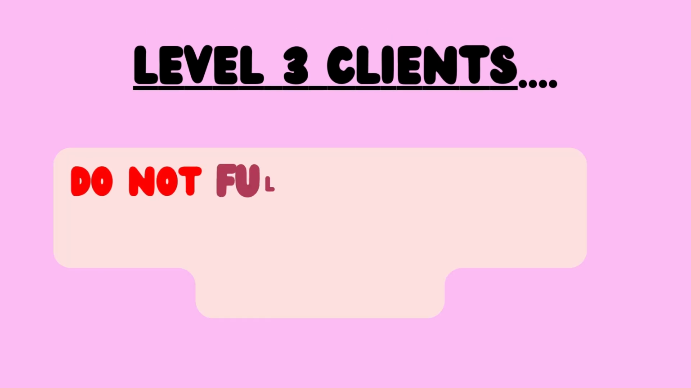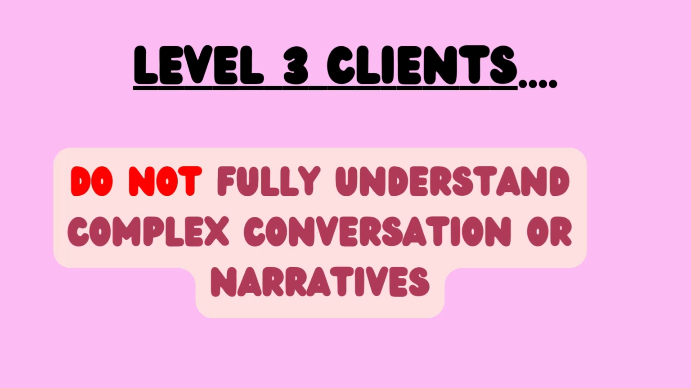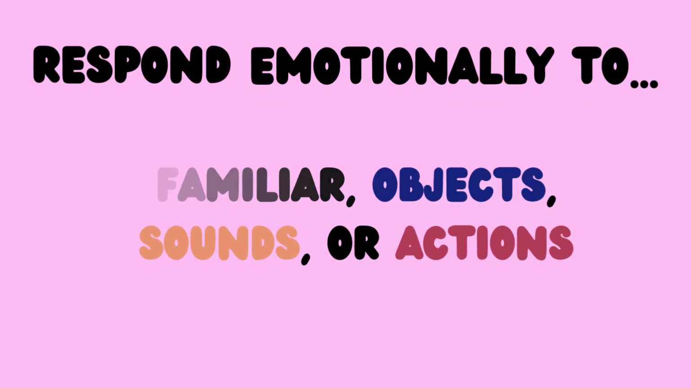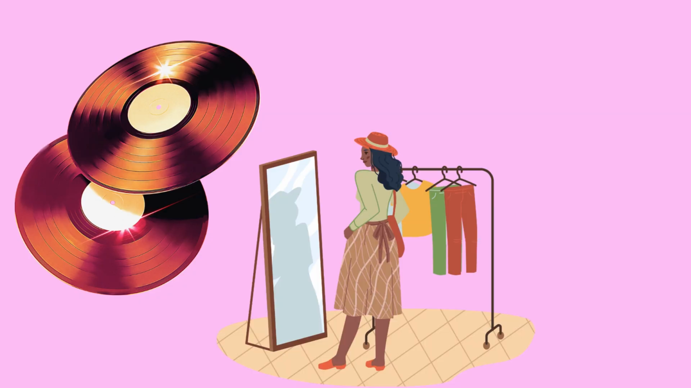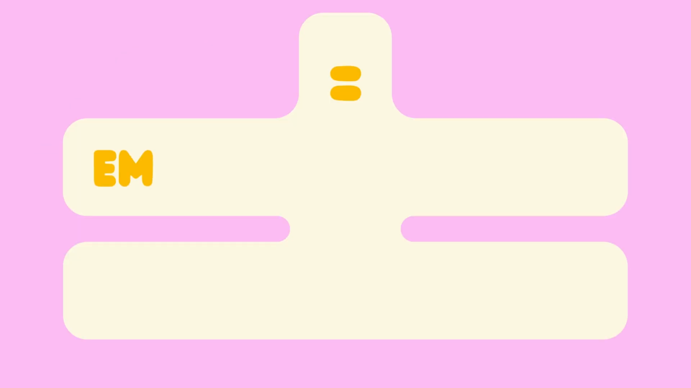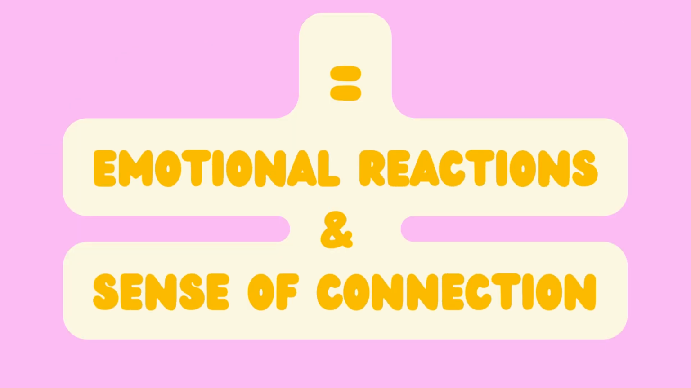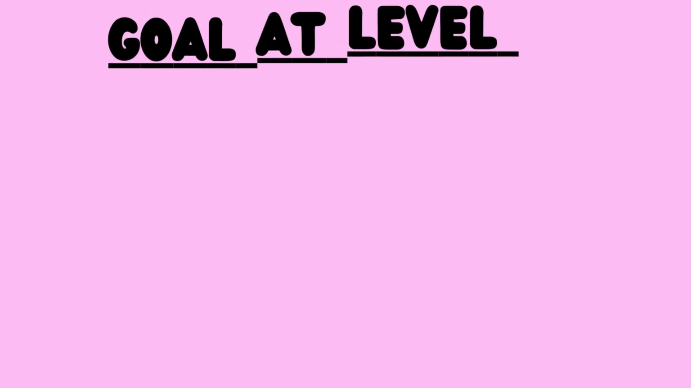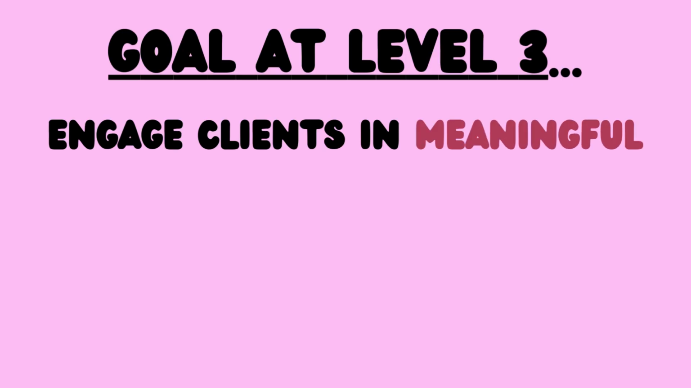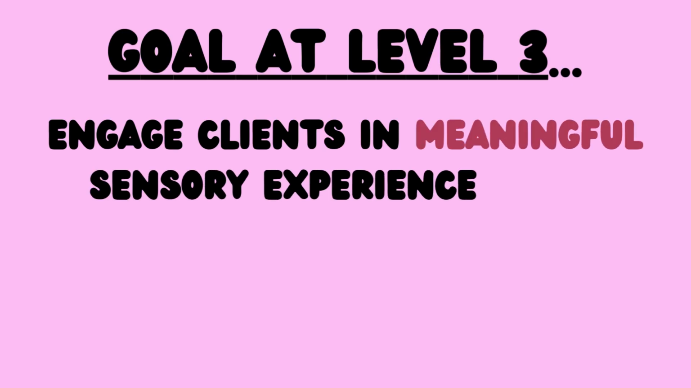Although clients at level 3 may not fully understand complex conversations or narratives, they can still respond emotionally to familiar objects, sounds, or actions. For instance, playing music from their past or guiding them through familiar tasks, such as dressing or cooking, can evoke emotional reactions or create a sense of connection. The goal at this level is not deep cognitive reflection, but rather to engage them in meaningful sensory experiences that foster comfort and emotional expression.